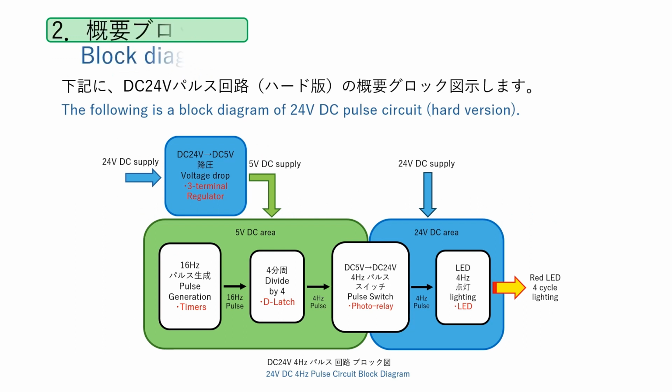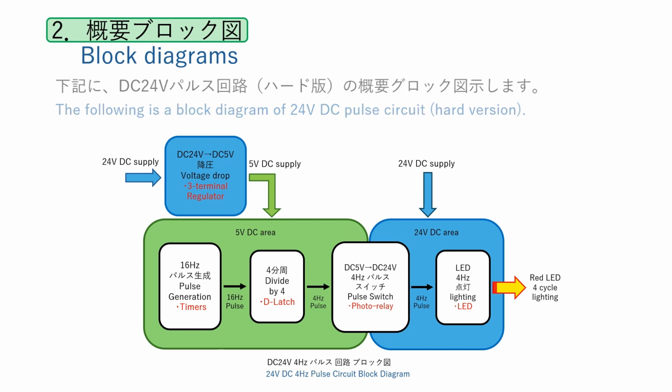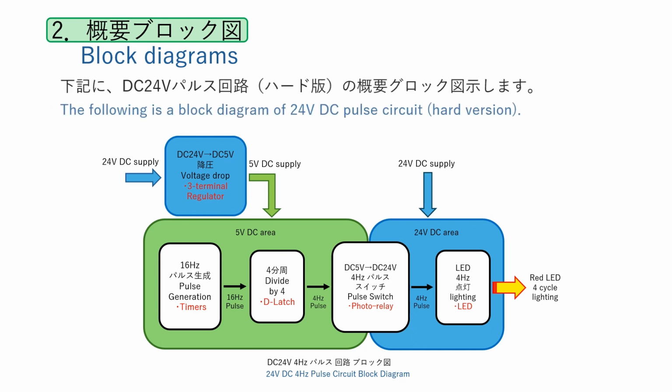2. Block diagrams. Block diagrams are created for functional units. Create a block diagram while thinking about the main parts. Determine the external signal and power supply. This will make the interface clearer. In this circuit, there is a power supply. There is no external signal. The following is a block diagram of the 24-volt DC pulse circuit, hard version.